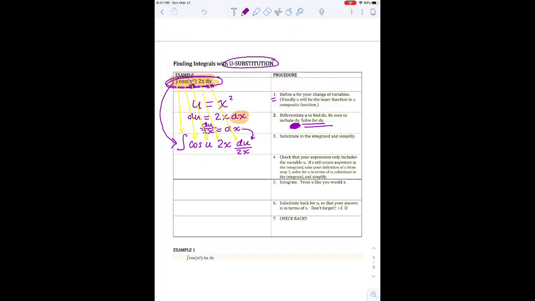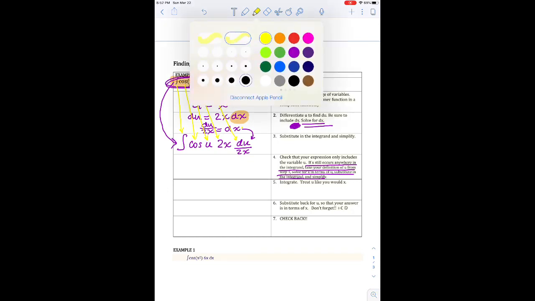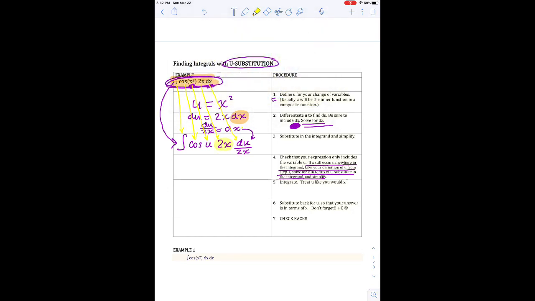Step 4, check that your expression only includes the variable u. If x still occurs anywhere in the integrand, take your definition of u from step 1, solve for x in terms of u, and substitute. Basically, this is saying that we need to get rid of anything that's not a u. If you look at step 3, there are things that are not u's. We have a 2x here, and we have a 2x here. Well, we have two 2x's, which is not good. We don't want anything with a non-u in it.